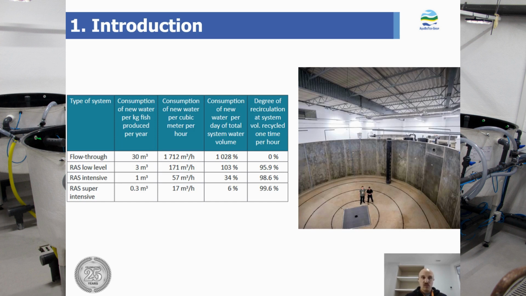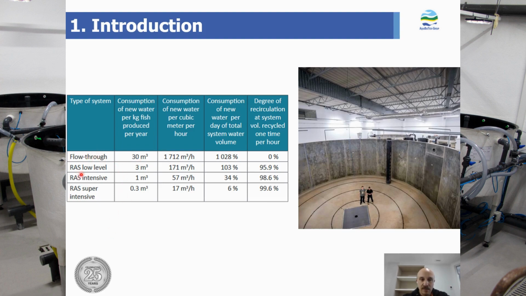Another important reason why RAS systems are very important in aquaculture is the amount of water consumption that they have compared to other systems. So in this table, I would like you to focus mainly on one column, the first one: the consumption of new water per kilogram of fish produced per year. Now, the first number is 30 cubic meters of water per kilogram of fish produced per year in a flow-through system.